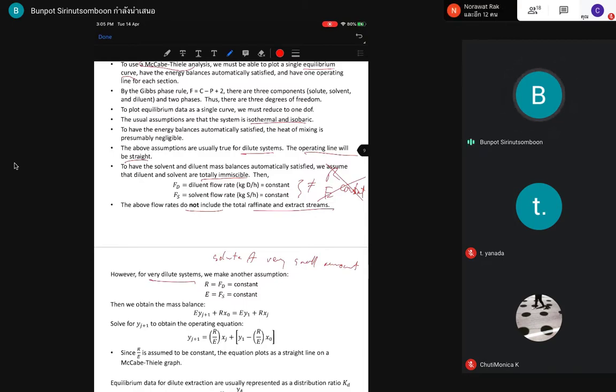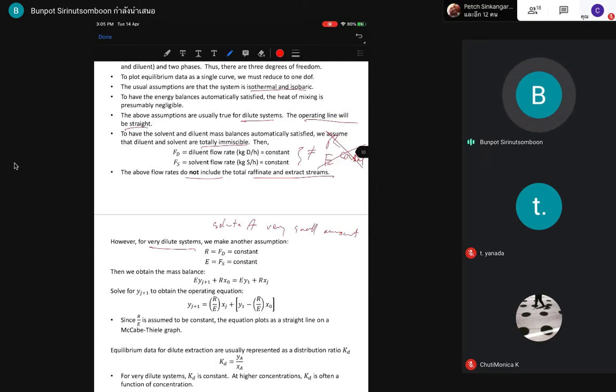Okay, and then next you can write out the mass balance, and then you get this. For the mass balance you just rearrange a bit to get the operating equation like this. Since we assume R is constant, then, just like in previous chapters, you can draw this operating equation on the McCabe-Thiele diagram.